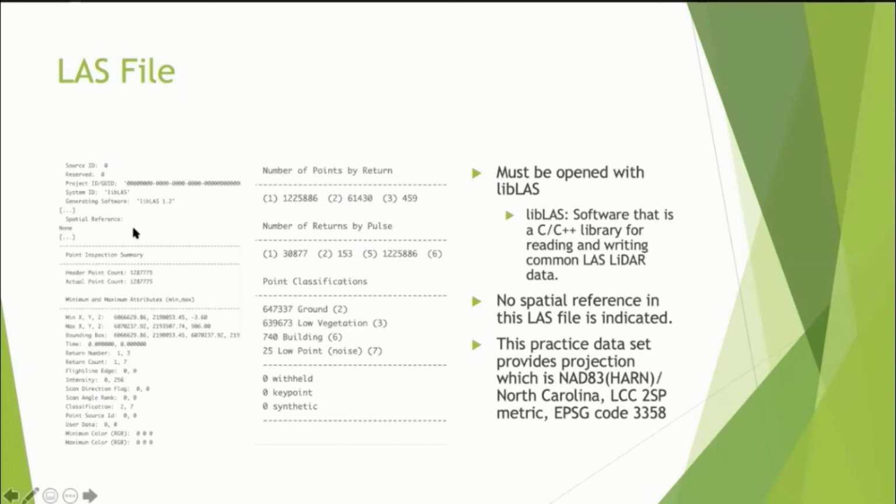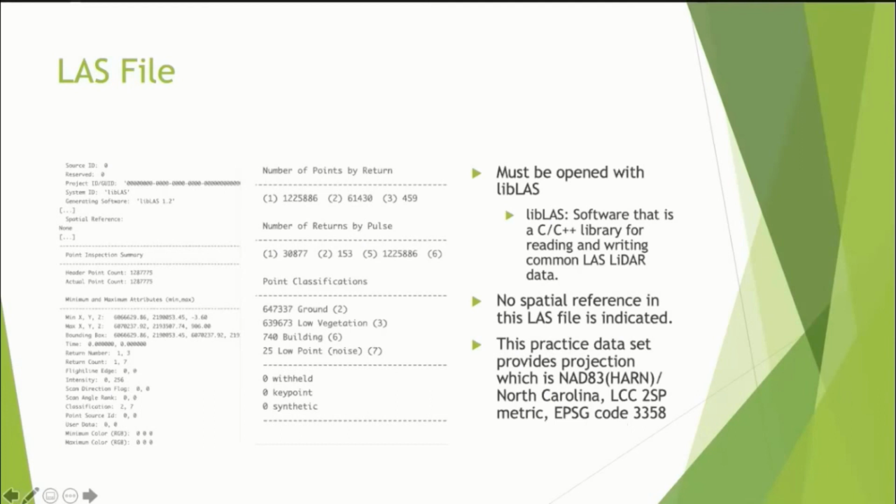But within this is the LAS file that they obtained. And we'll notice within this, there's no spatial reference, so there's no EPSG code. But since this is practice and they already knew what this was, they provided it for us, which is NAD83 HARN North Carolina with an EPSG code of 3358.